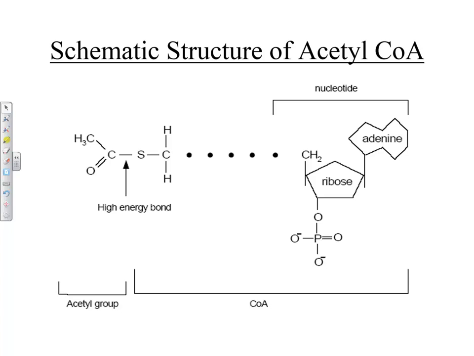And notice that this also contains a nucleotide. Why, I don't know. Through evolutionary time, this molecule contains a nucleotide. It has an adenine, it has a ribose, all right? It has the phosphate, and then, to the 5' end, it has something else attached, okay? All of this stuff together is known as coenzyme A, okay?